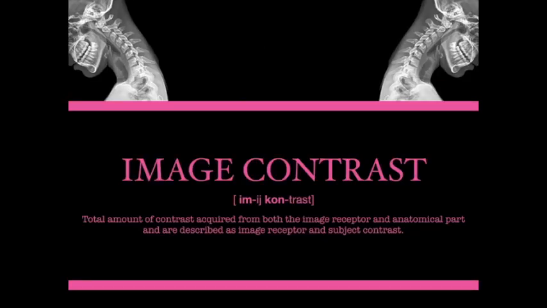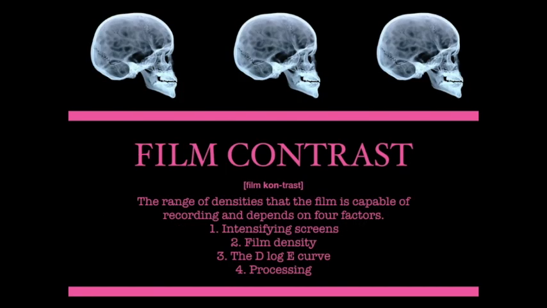Image contrast is the total amount of contrast acquired from both the image receptor and anatomical part, and are described as image receptor and subject contrast. Film contrast is the range of densities that the film is capable of recording and depends on four factors. 1. Intensifying screens. 2. Film density. 3. The D-log E curve. And 4. Processing.